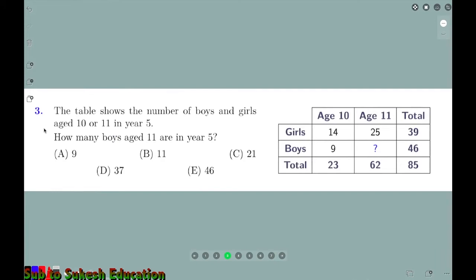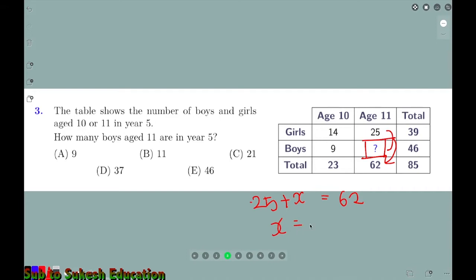The table shows the number of boys and girls aged 10 or 11 in year 5. How many boys aged 11 are in year 5? Okay, so we've got to find out this question mark. By using your brain, you can already figure it out, but let's use some algebra here. So we know that 25 plus x is equal to 62, right? Because these both add up to 62. What plus 25 adds to 62?